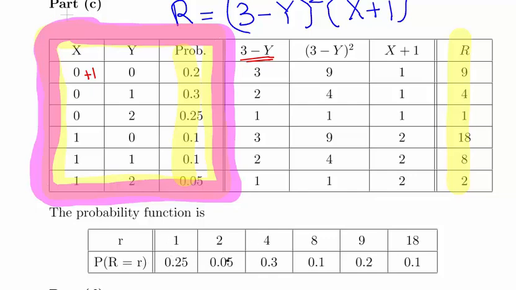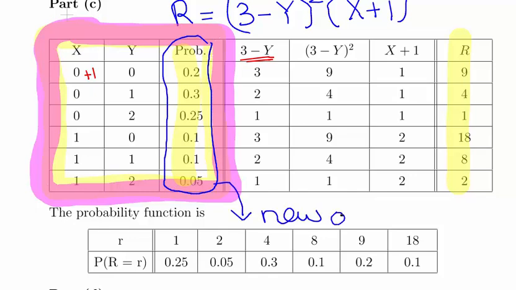Where do these probabilities come from? They're essentially these probabilities in a new order, in ascending order of R: 1, 2, 4, 8, 9, and 18. That's straightforward enough. It's really just a little bit of number crunching, and it helps to show your answers.